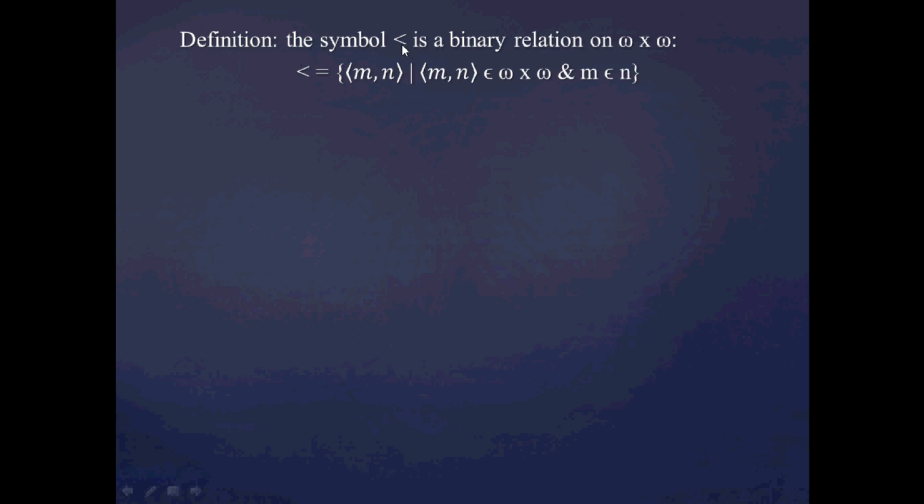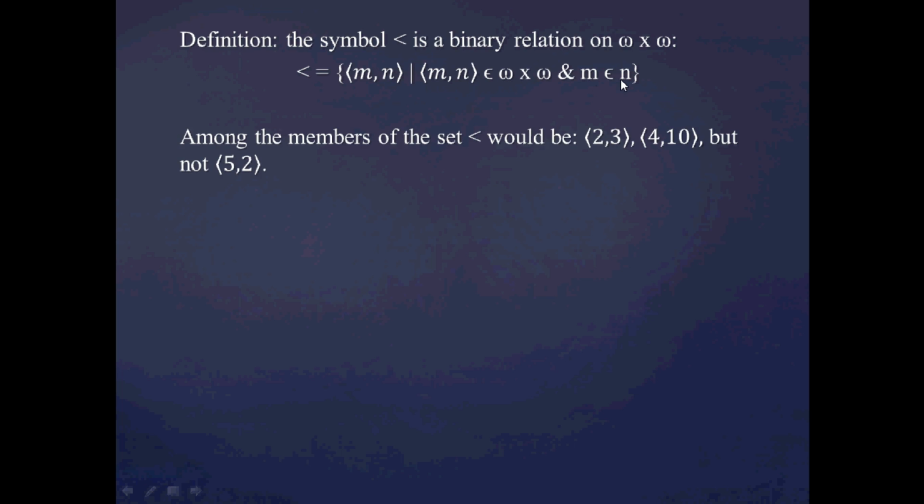So we're going to say that the symbol less than is a binary relation on omega times omega. And remember that a binary relation is just a subset of some Cartesian product. So we're going to say that the less than relation is all the ordered pairs m and n, such that m and n is in the Cartesian product omega times omega, and that m is a member of the set n. And remember, we can use this statement interchangeably with m is less than n. For example, the members of the set less than would be, for example, (2, 3), (4, 10), but not (5, 2). And of course, that's because 2 is less than 3, 4 is less than 10, but 5 is not less than 2. Or equivalently, 2 is a member of the set 3, 4 is in 10, but 5 is not in the set 2.